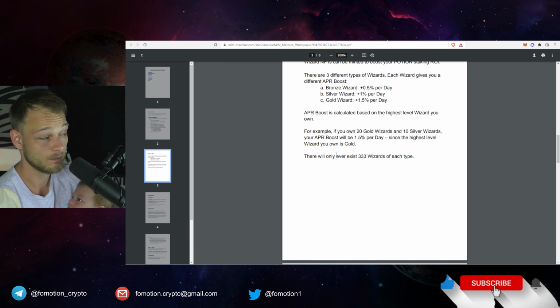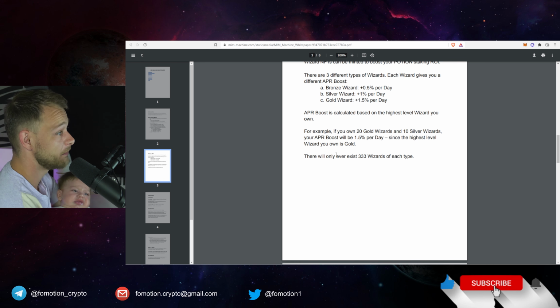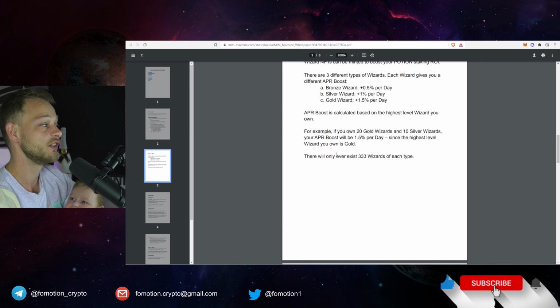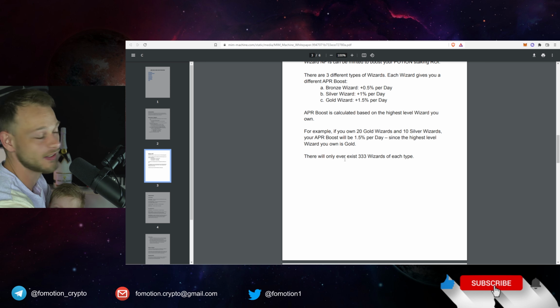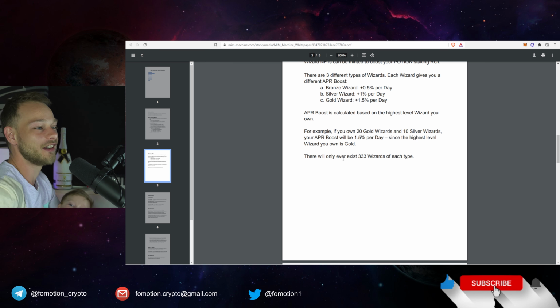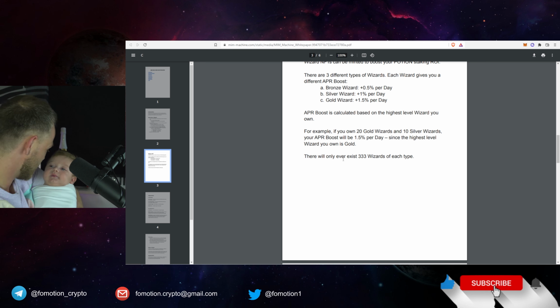Oh, but the APR boost is calculated based on the highest level wizard you own. So for example, if you own 20 gold wizards and 10 silver wizards, your APR will still be 1.5% since that is the highest level. But there will only ever be 333 wizards of each type. So there are not a lot of wizards. No, there are not a lot.